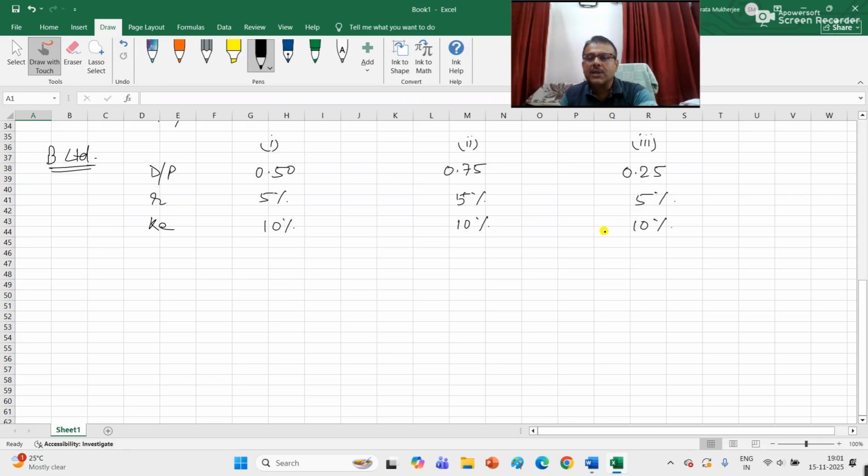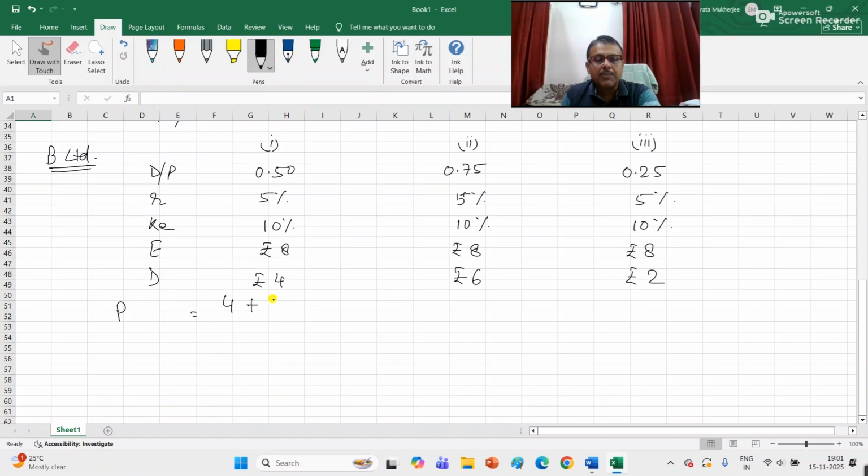So you can see that here for B Limited, the internal rate of return is less than KE, and earning per share is the same at rupees 8. So your dividend per share will be rupees 4, then rupees 6 and rupees 2. So what is the market price or expected price per share?